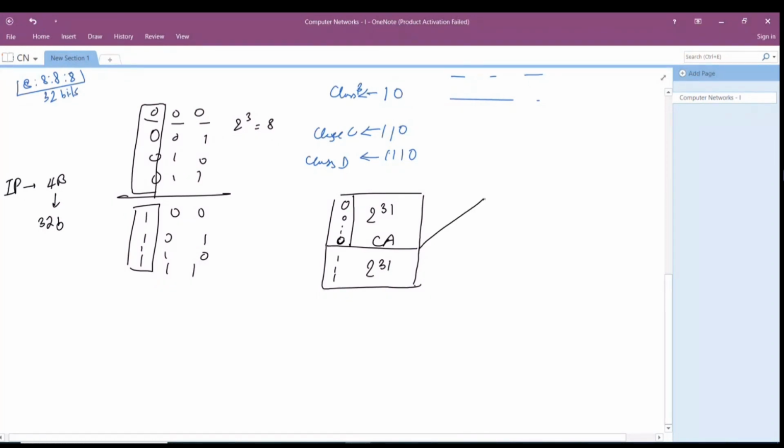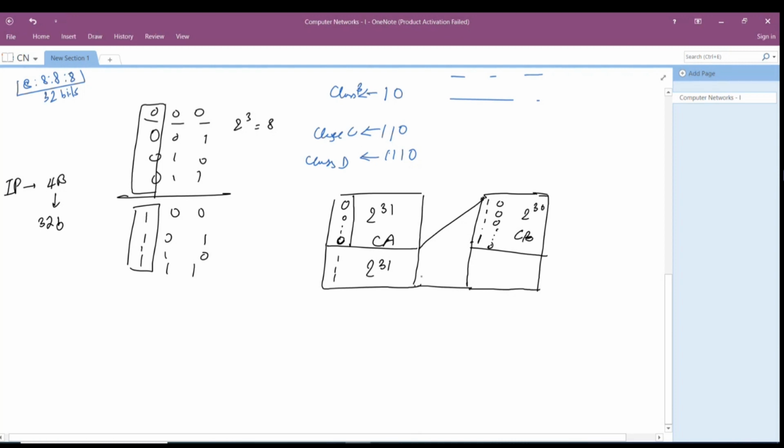What we did was we again divided the second part, what was left after class A, into two parts. So if you see, this was having 1 as the first bit, right? So 1 will be automatically present. Now if we have to make another class, we have to take 0 after it. So we took 0. So this was known as class B. And how many bits are left? 2 to the power 30.